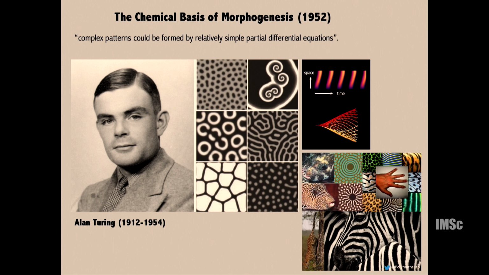For example, this sort of pattern here could be the skin pigmentation on the giraffe, this could be the spots on the leopard, and this could be on a tuna or something like that. And Professor Nanjundaya will, I'm sure, show you cyclic AMP waves in relation to dictyostelium that look a bit like this.